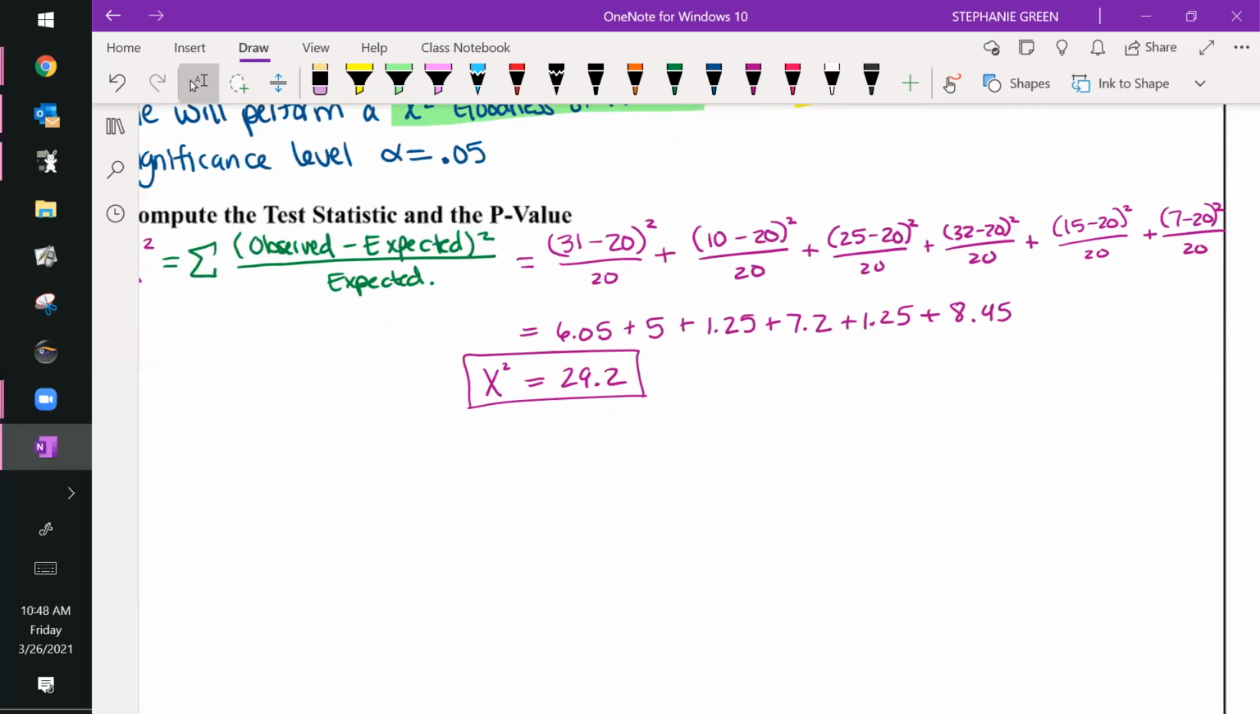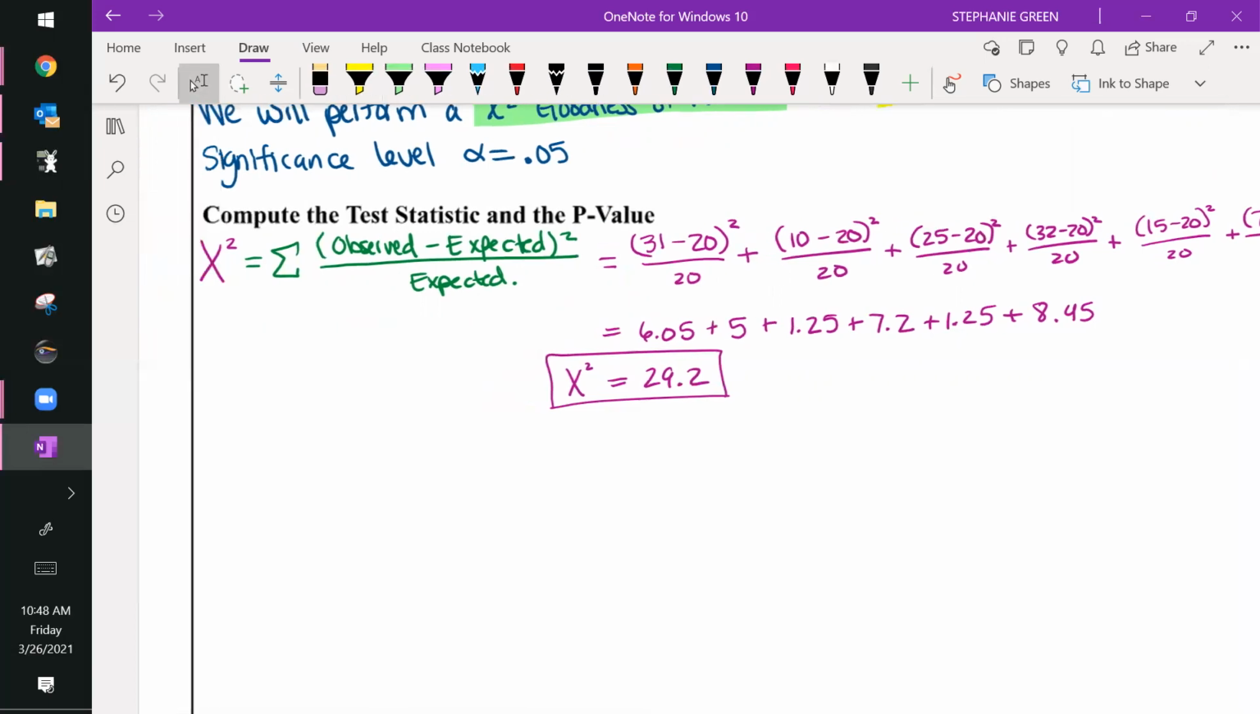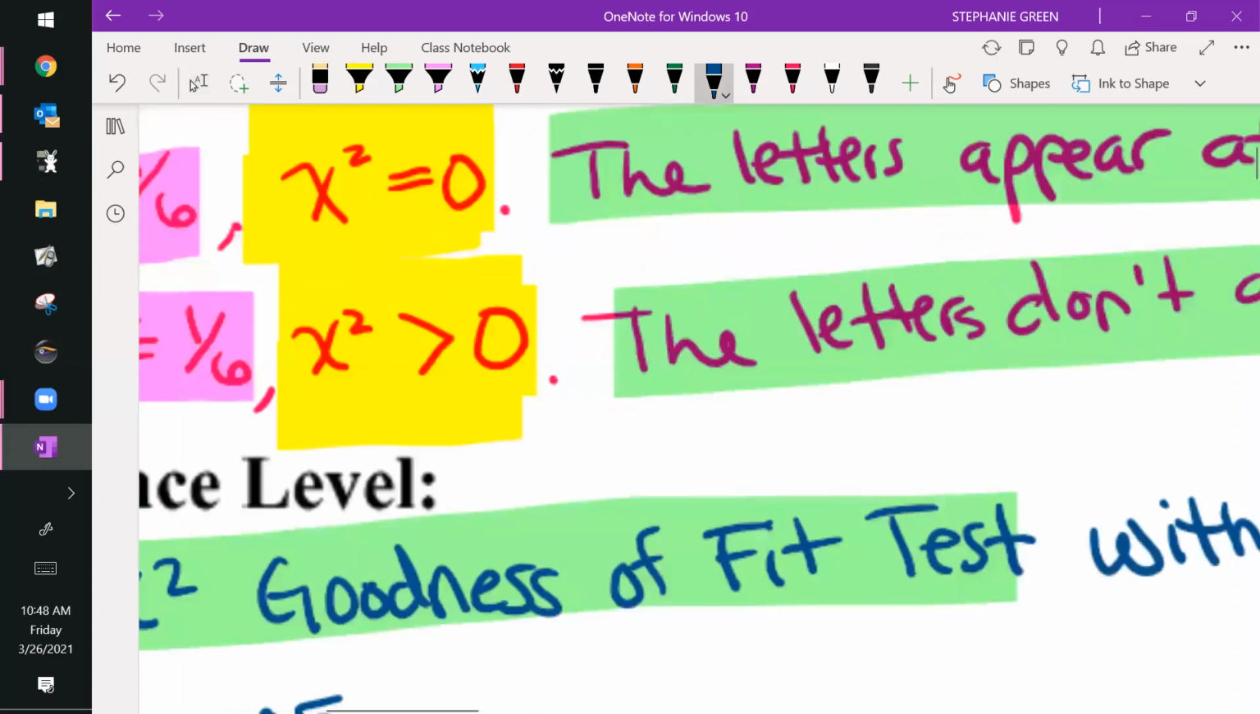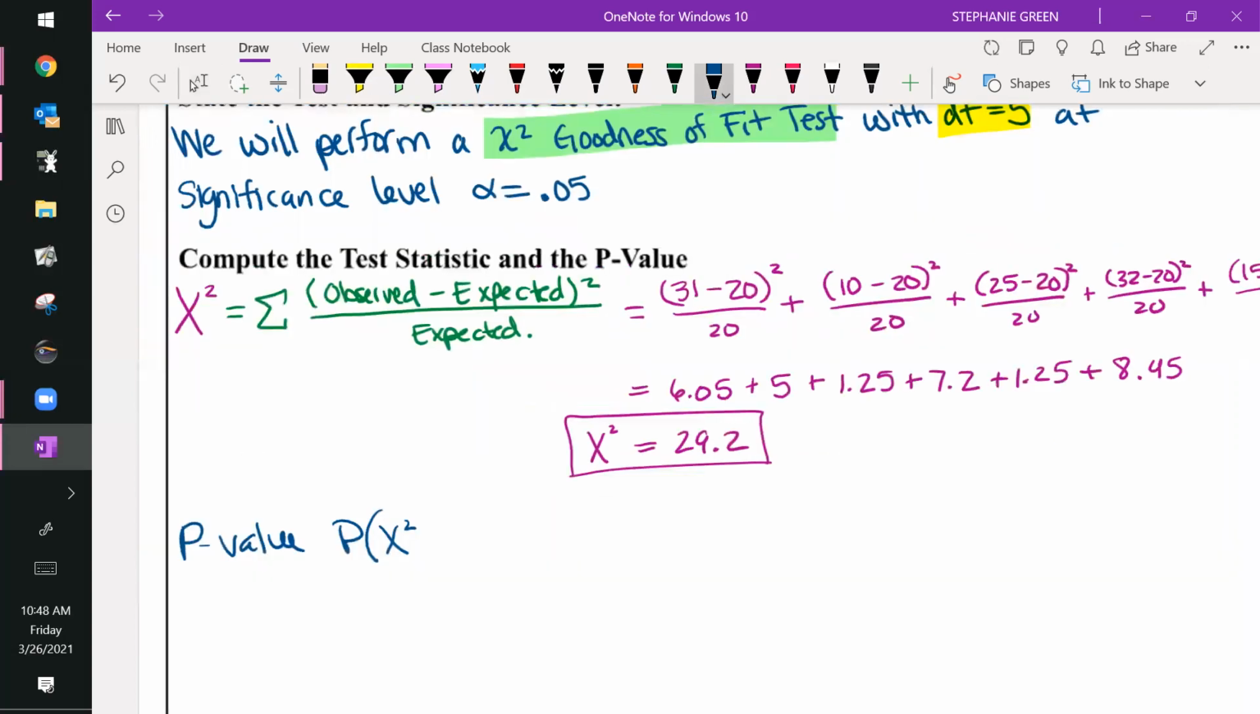Okay, now continuing by hand, with any significance test, we're now going to calculate our p-value, which is the probability that chi-square is, looking at our alternative hypothesis, always greater than the number we just calculated, 29.2. Another nice thing about chi-square tests is this will always be a greater than symbol as well. I could of course use my calculator for this, but let's go over how to do it by hand first.